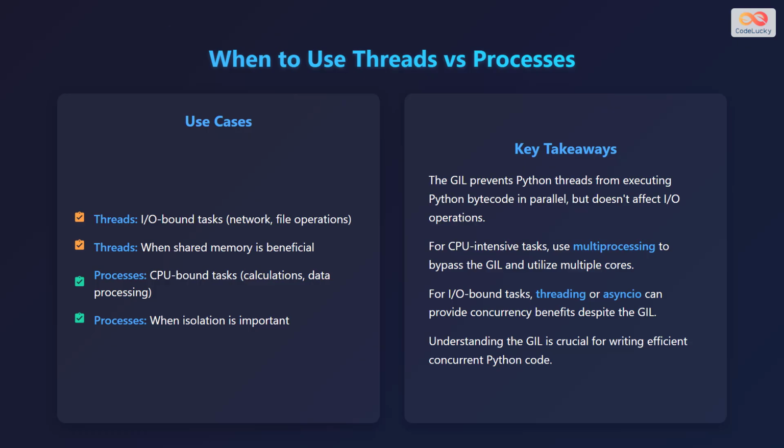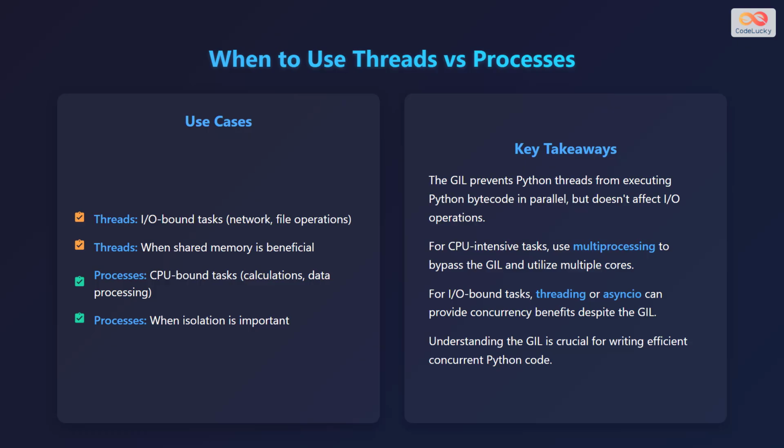When deciding between threads and processes in Python, it's important to consider the nature of the task at hand. Threads are typically well-suited for input-output bound tasks, where the program spends time waiting for external operations such as network requests or file access. Threads are also beneficial when shared memory access is advantageous, as threads share the same memory space. Processes, on the other hand, excel in CPU-bound tasks, where the program spends most of its time performing computations. Processes also provide better isolation compared to threads, as each process has its own memory space.